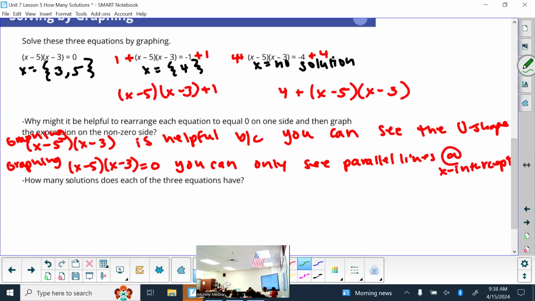This last question is how many solutions do each of them have? I'm gonna write my answer underneath the equations. This one had 2 solutions. This one had 1 solution and only touched the x-axis 1 time. And this one had no solution. Those are your 3 possibilities. You can never have more than that. The options are 2, 1, or none. Any questions?